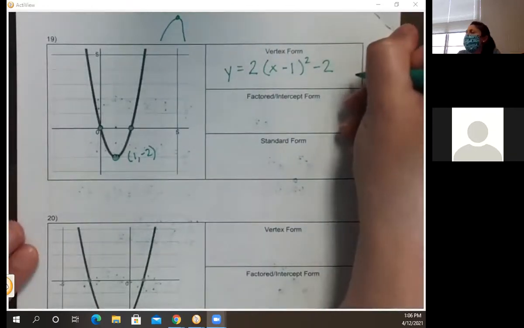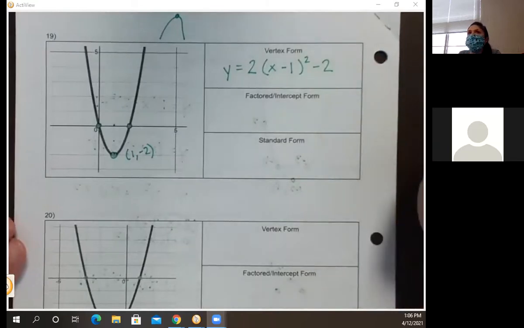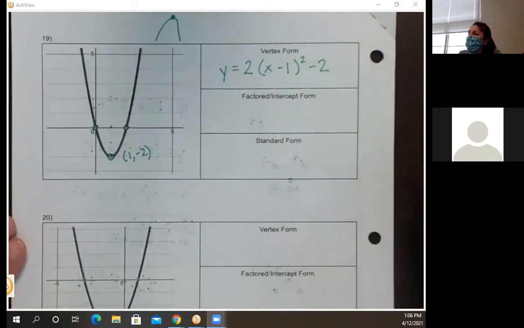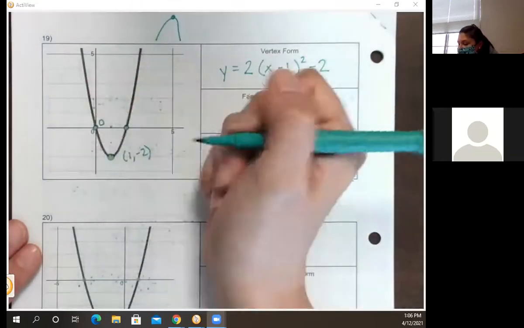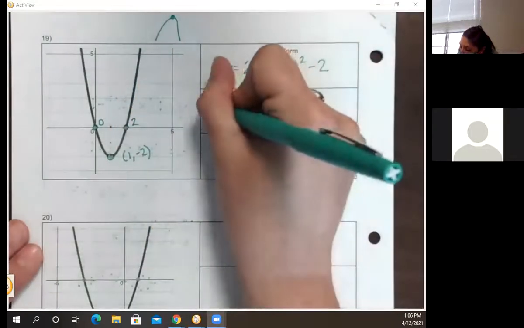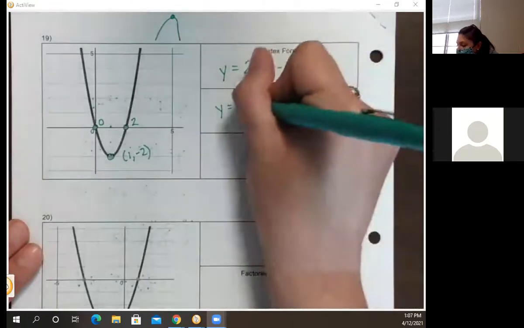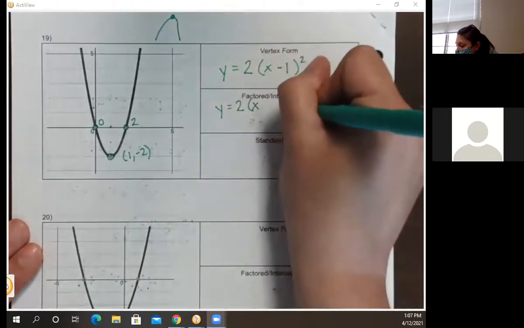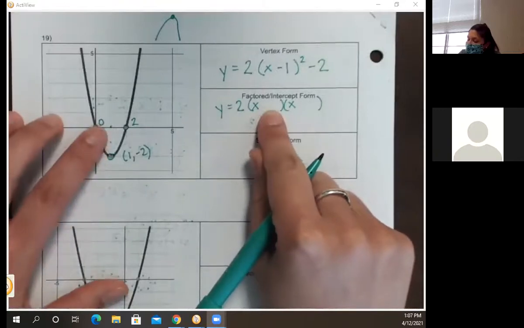Questions on our vertex form here? Okay. Now let's look at our factored or intercept form. So we're going to pick out our intercepts for this. I have an x-intercept at 0 and an x-intercept at 2. So my factored form, again, same lead coefficient, would look like 2 times, get my factors set up here. And then I'm going to fill in the blanks based on my x-intercepts.